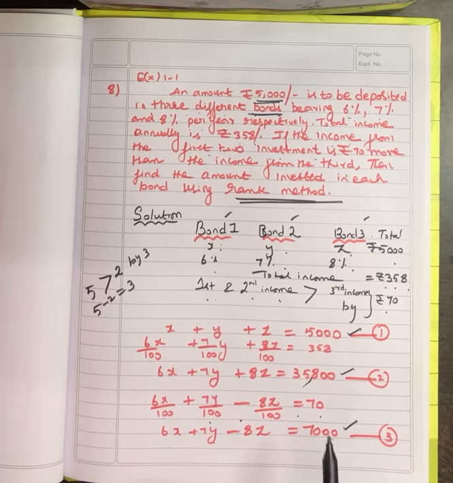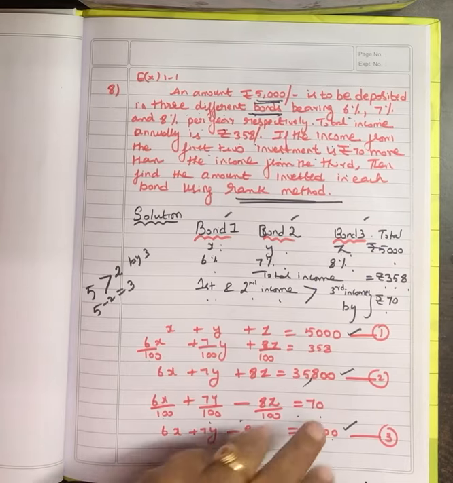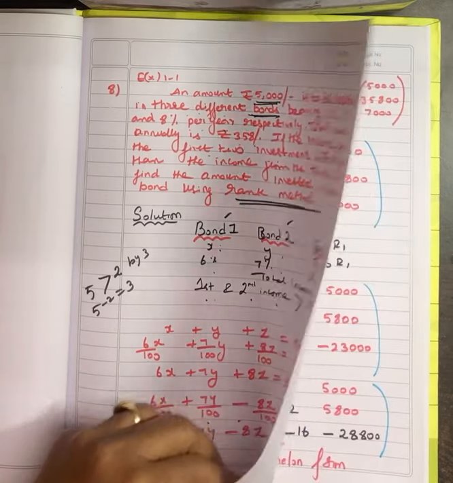Already I told you, forming an equation is very important. For that you have to read the question 1 or 2 times. Once you form the equation, the sum will be very, very simple. We have to solve this by the rank method.